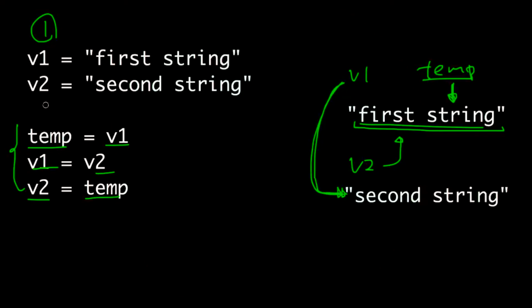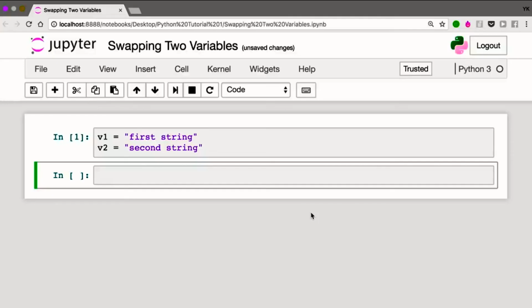And this little pattern of using a single variable to switch the values of two variables is actually really important to know because it's a very common pattern to use for any programmer. Okay, let's now test that pattern with our Python code.